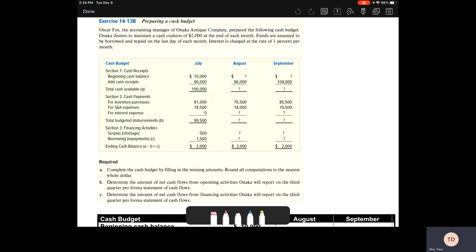We then have our inventory purchases of $81,000. We have selling and administrative expenses of $18,500 for our total budgeted expenses of $99,500. So then we end up with a cash surplus of $500. However, we want to have an ending cash balance of $2,000. So to get to that $2,000, we need to borrow $1,500. So that's what we do at the end of July.